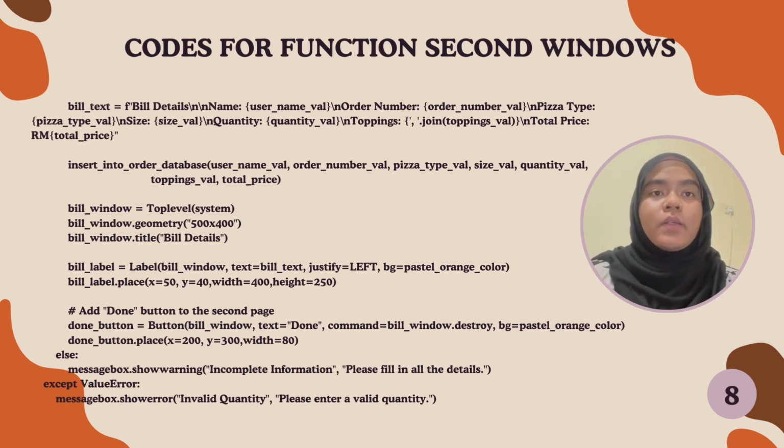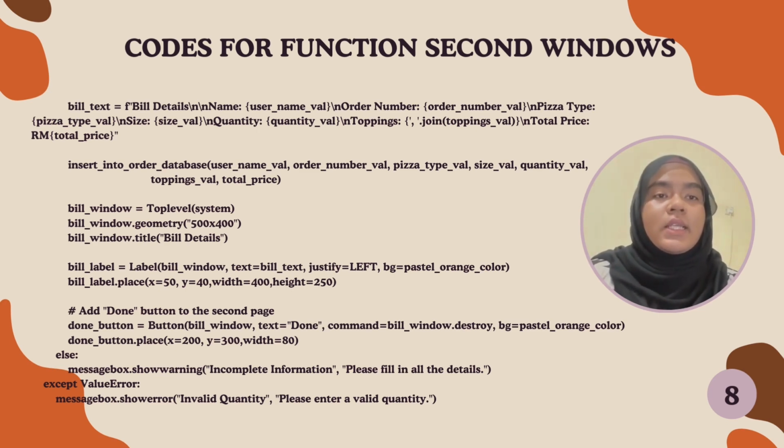Okay, I would like to explain the code for the function second window. Okay, for the first line, which is bill_text equals f-string bill details: name, username val, order number val, pizza type val, size val, quantity val, topping, join topping val, and total price.